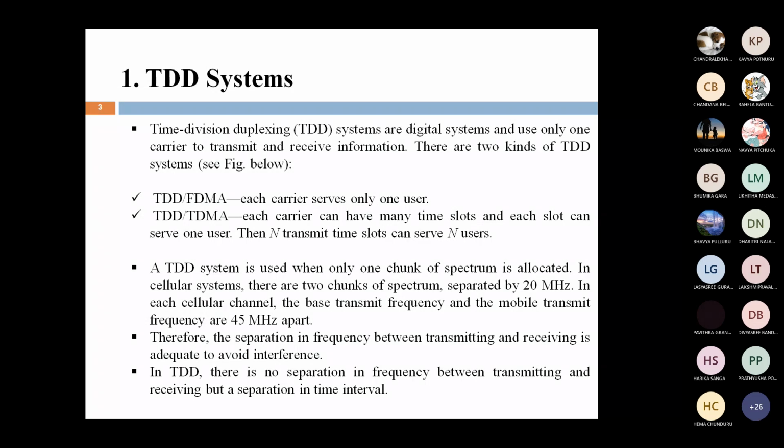In this Time Division Duplex system, a chunk of frequency spectrum is allocated to a particular user, separated into two chunks of about 20 megahertz. What is the use of separating the two chunks of spectrum by 20 megahertz? It is used to differentiate between transmitting and receiving information, to avoid interference.